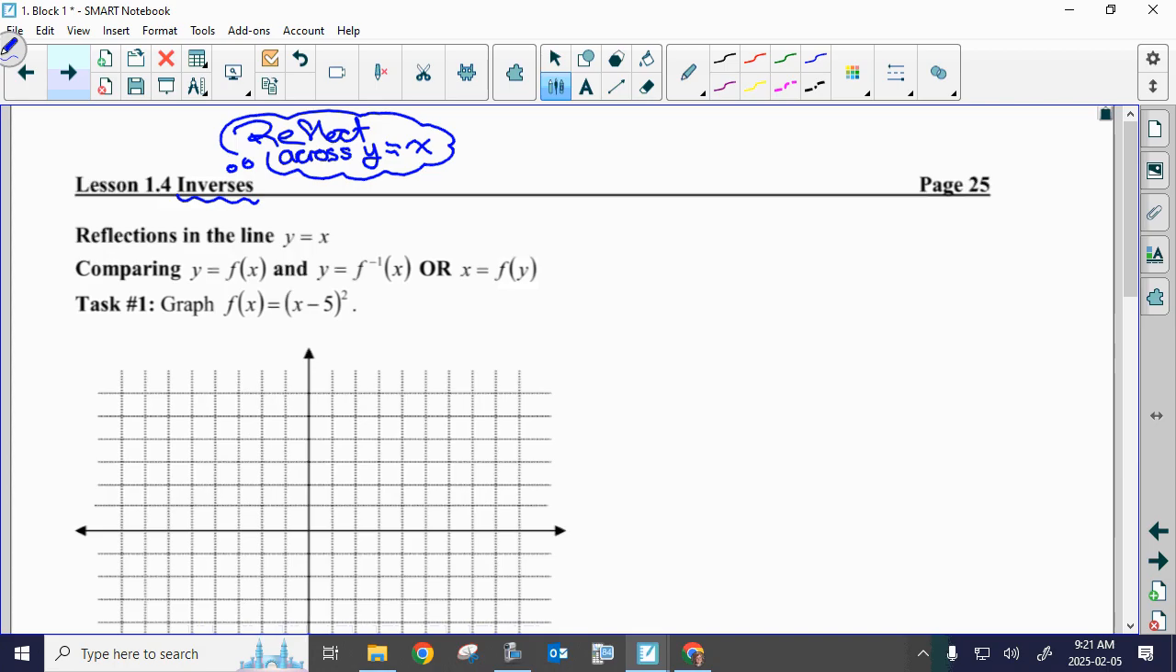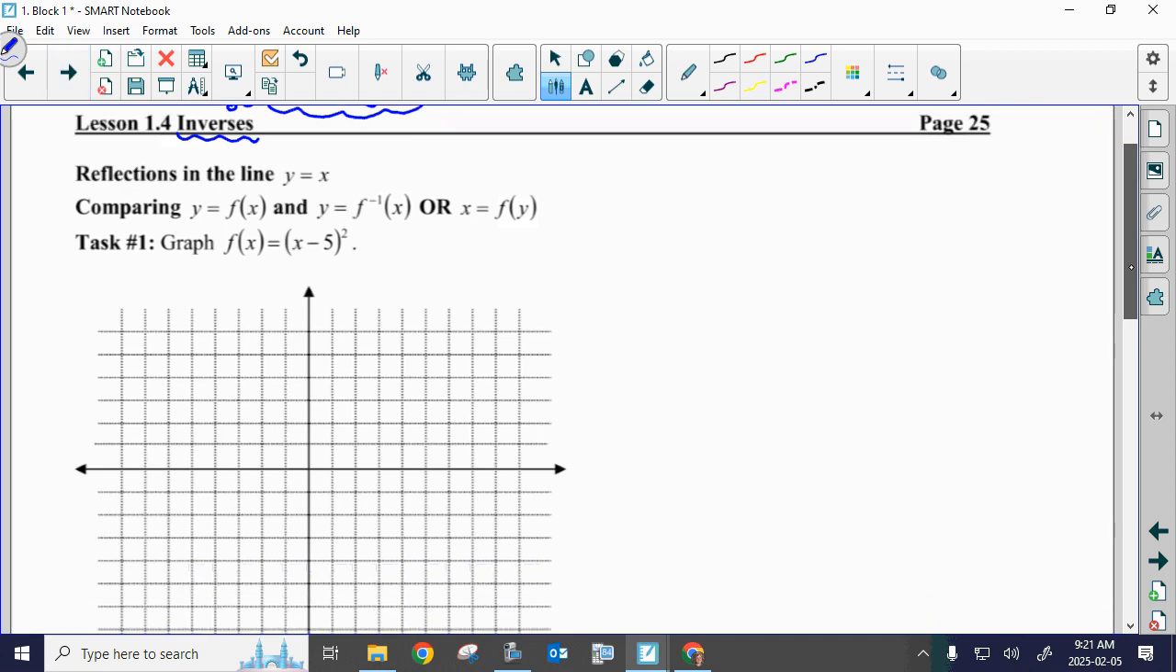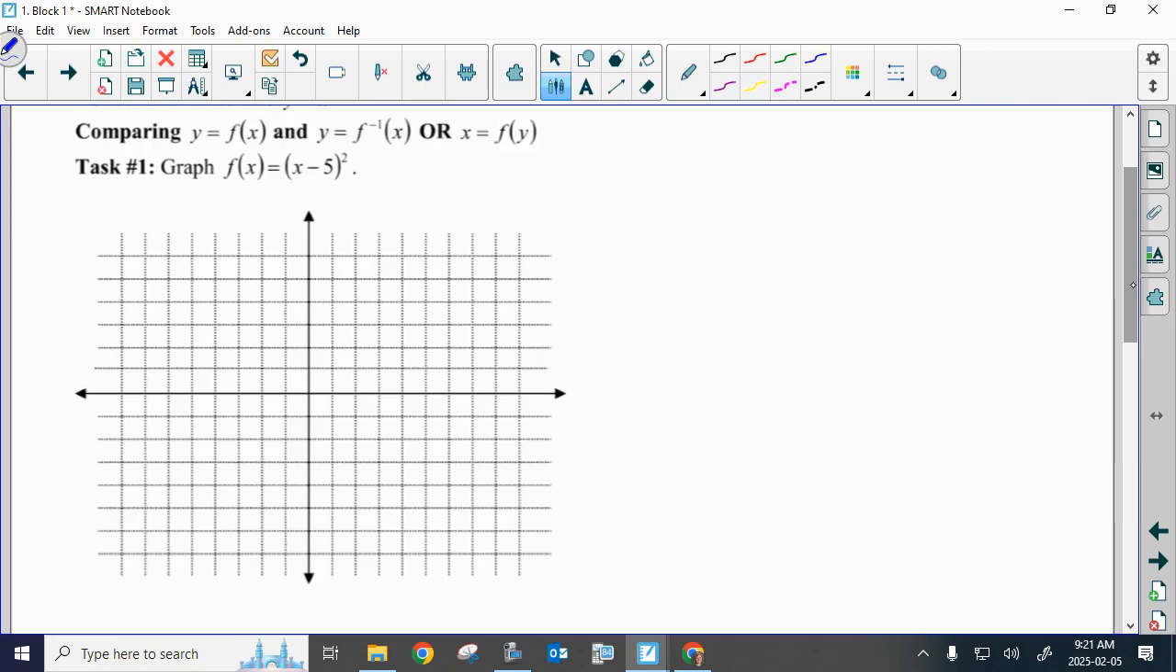What would an ordered pair be on the line y equals x? 0, 0. That's going to be on the line y equals x. What other point would be on the line y equals x? 1 and 1, 2 and 2, 3 and 3, 1.5 and 1.5, 7.8 and 7.8, -15 and -15, right? So right now, what I want you guys to do, if we're going to see the word inverse, you need to think it's a reflection across this line.